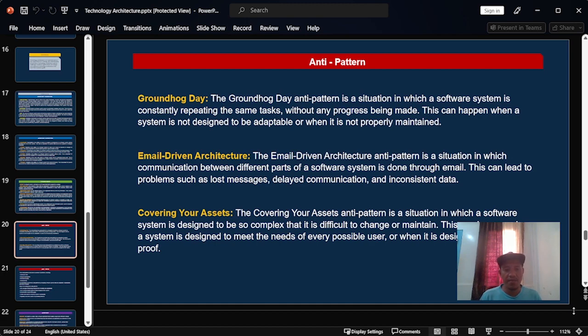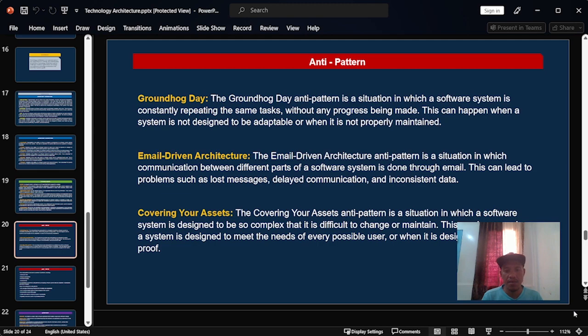Email-driven architecture. This anti-pattern is a situation in which communication between different parts of a software system is done through email. It can lead to problems such as lost messages, delayed communication, and inconsistent data. So it should be email-driven. So dapat may capability siya mag-email.